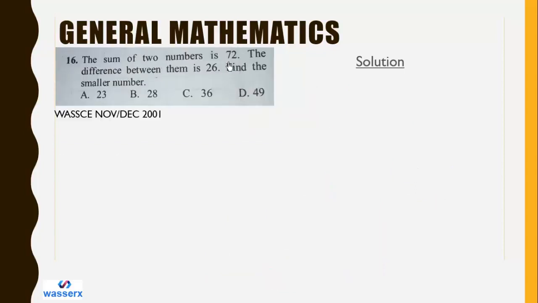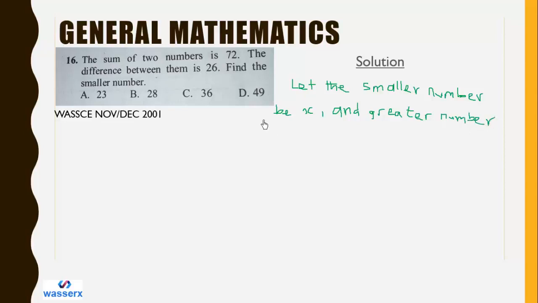The sum of two numbers is 72. The difference between the numbers is 26. Find the smaller number. So over here we have to use our understanding that if you subtract a smaller number from a bigger one, you get a positive result. So we choose two numbers and specify them. So we let the smaller number be x, and the bigger number be y.